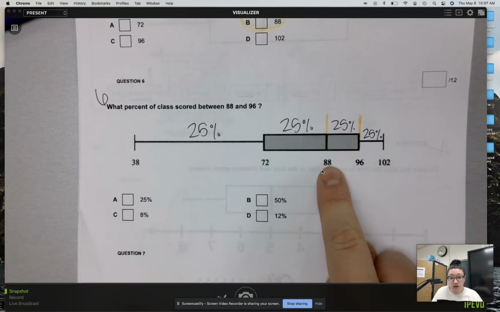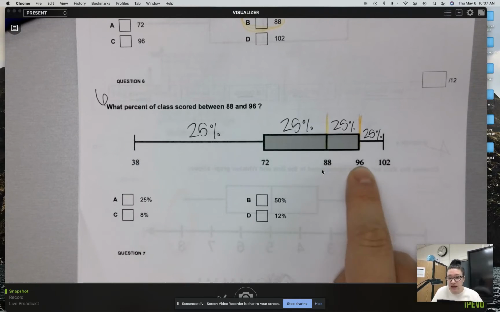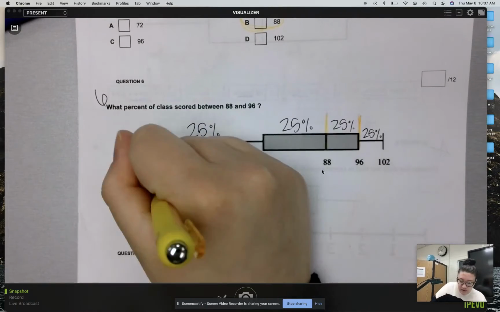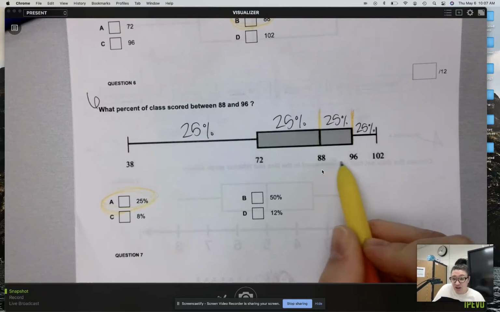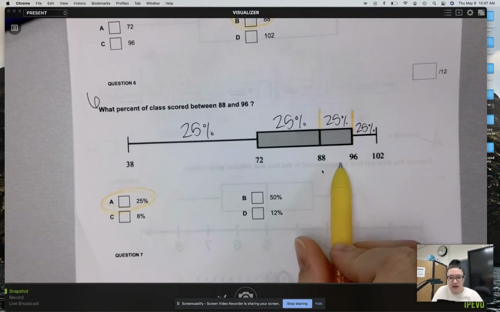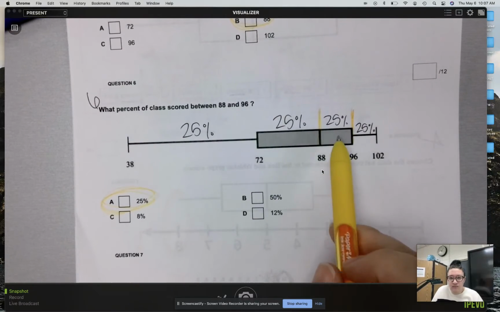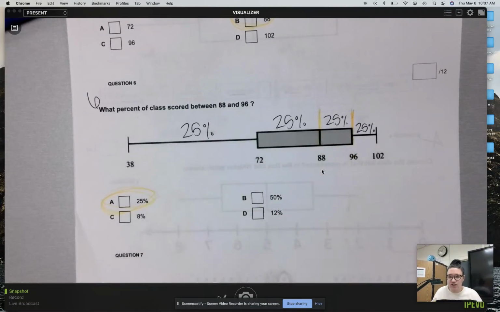So if I'm looking, what percent of my data is between an 88 and a 96? We should choose 25%. I'm not trying to subtract those numbers. I had a few students who tried that. Don't subtract them. I need to know the percent in that section that they're giving me.